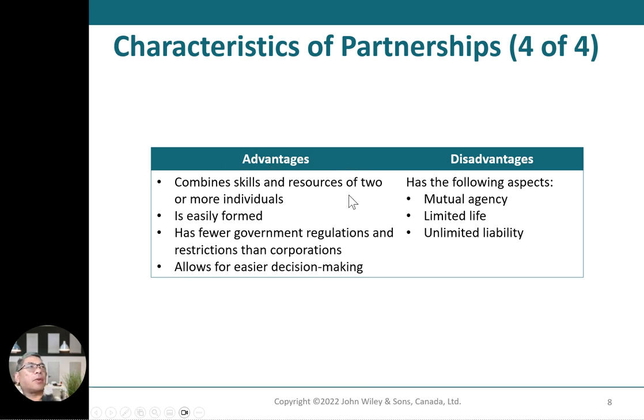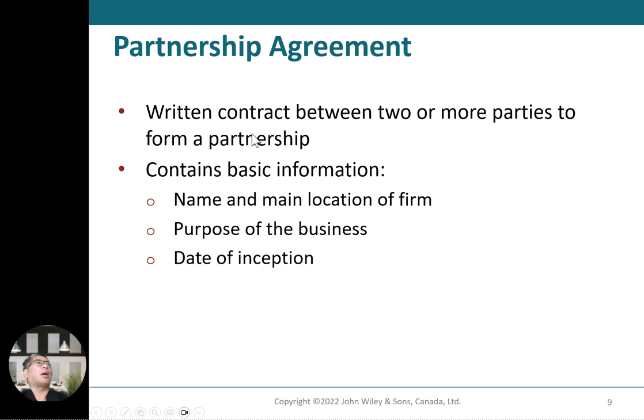Advantages: combined skills and resources of two or more individuals, easily formed, fewer government regulations and restraints than corporations, and easier decision making. Okay, disadvantages include the following: mutual agency, limited life, and unlimited liability. Okay, the partnership agreement is a contract between two or more parties, and it contains basic information like the name and location of the firm. For example, my samosa shop, I'm going to call that Maple Samosa Shop. The location will be in Burlington. The purpose of the business will be in the food industry. Date of inception, let's say 1st of July. Okay, that's an example of the basic information.